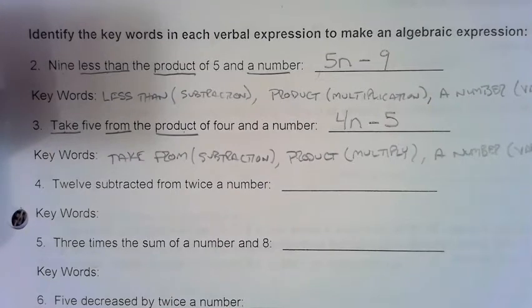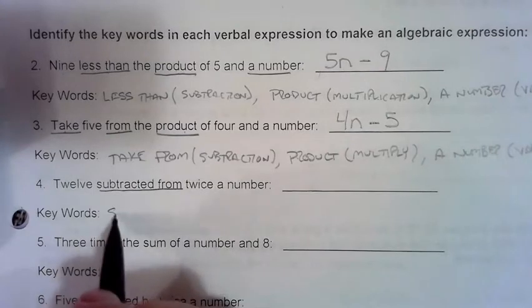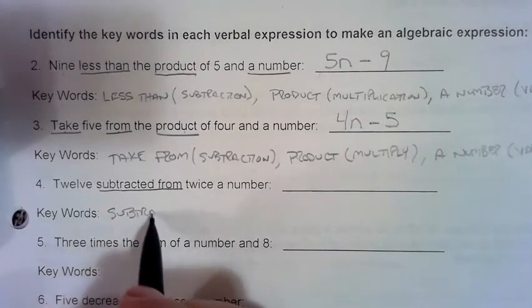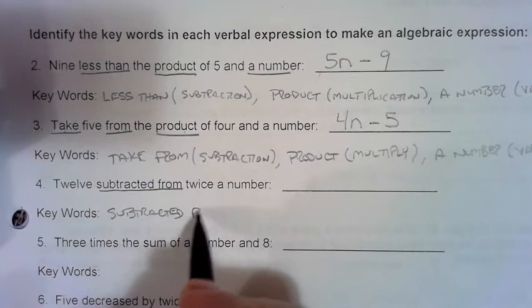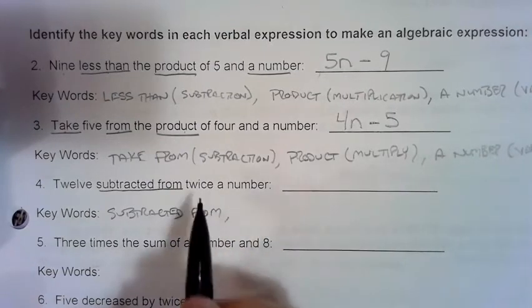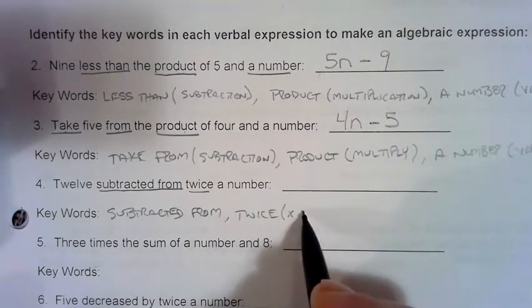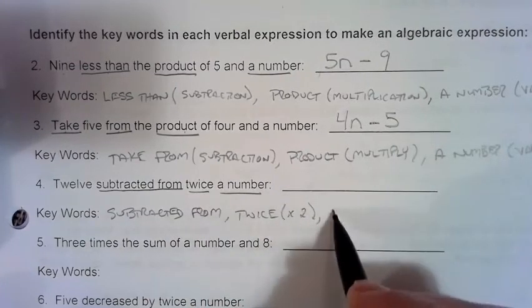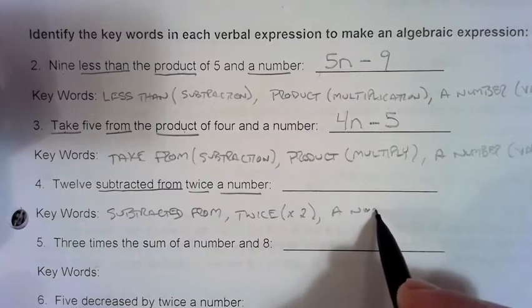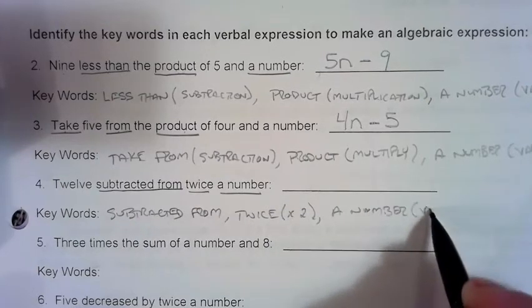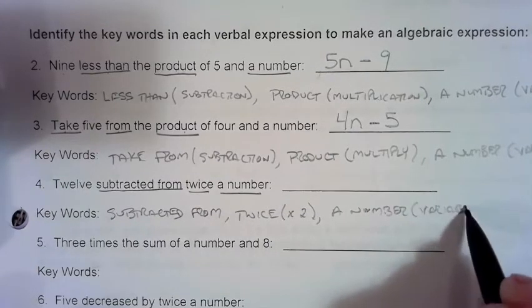In example number 4, 12 subtracted from twice a number. Subtracted from. Again, we know that's going to be subtraction. I don't need to put that in parentheses. Twice, which again means to multiply by 2. And a number is going to be the variable.